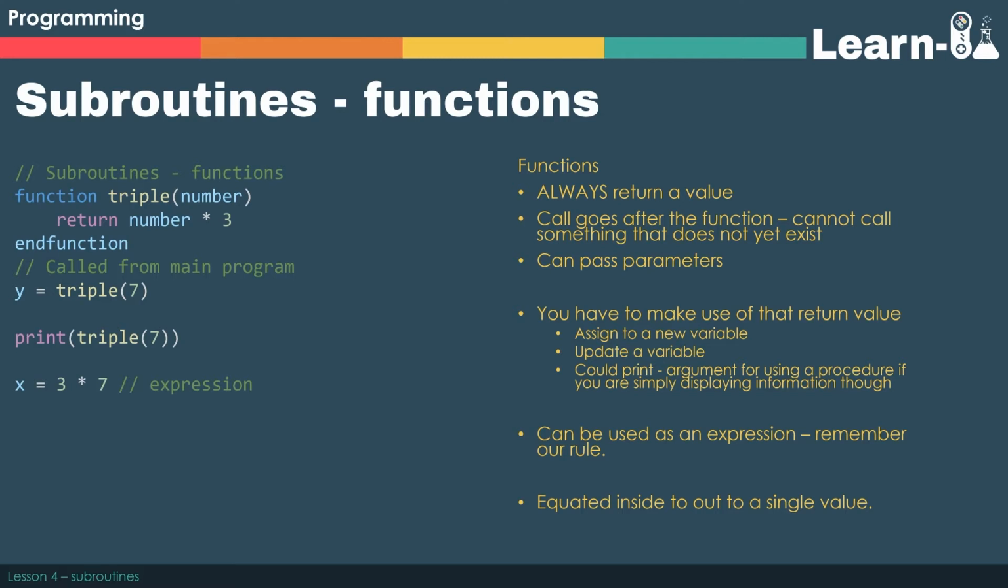Because we're returning a value, you have to do something with the data that's being returned. So you could put it in a variable, for example. So in this case, we've got y equals triple 7. This would pass 7 to the function. That would then become number. We'll do number times 3 and we will return 21. That would then be assigned to the variable y.